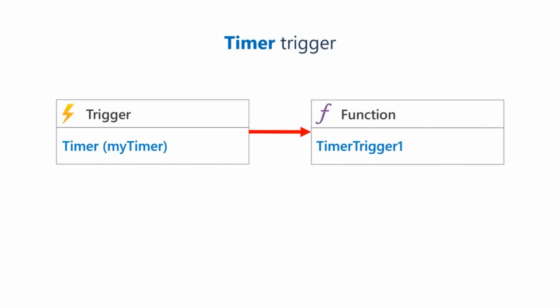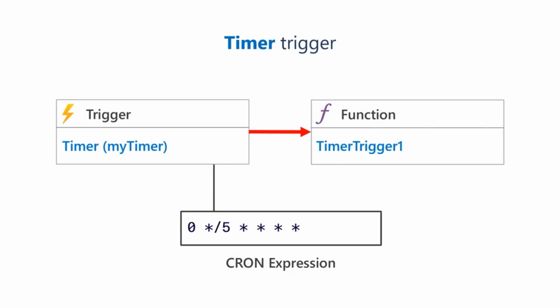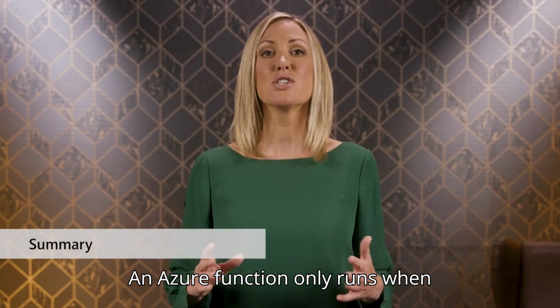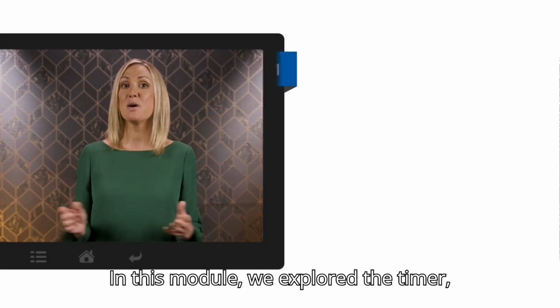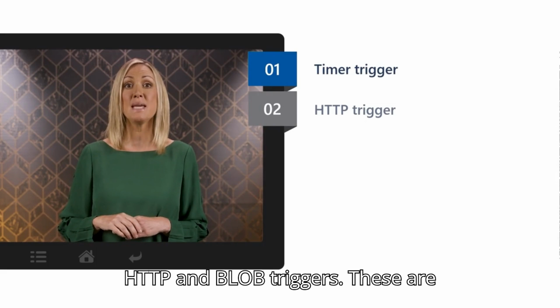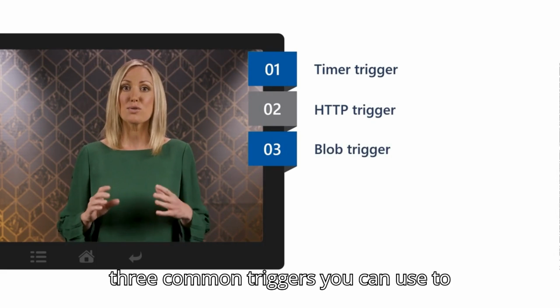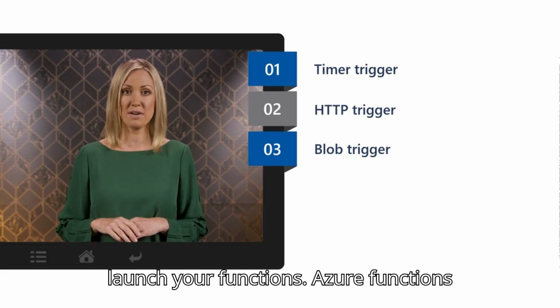A timer trigger invokes an Azure Function app on a consistent schedule. To define the schedule for a timer trigger, we build a cron expression, which is a string that represents a set of times. An Azure function only runs when something explicitly tells it to execute. In this module, we explored the timer, HTTP, and blob triggers. These are 3 common triggers you can use to launch your functions.